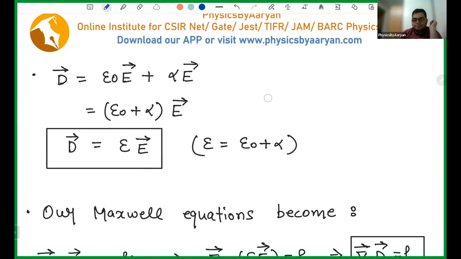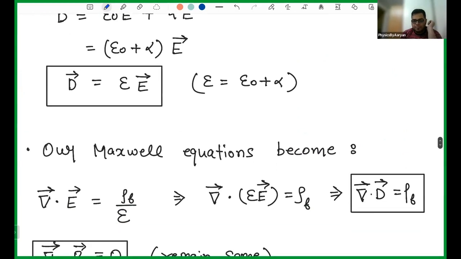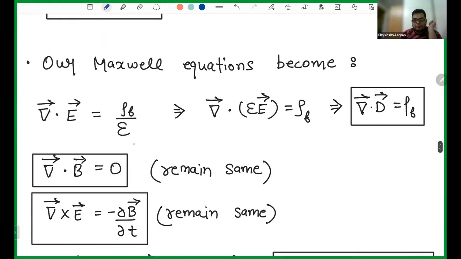That is the situation we get. So now we will modify our Maxwell equations. So del dot E equals rho F by epsilon. So always remember, whenever you have to modify your Maxwell equations, you always modify those equations which contain the free charge or free current. Which do not contain free charge or free current, you don't have to change those equations. If you want, you can, but that is not necessary. The only necessary requirement is you change the equations which include the free charge density. Perfect.